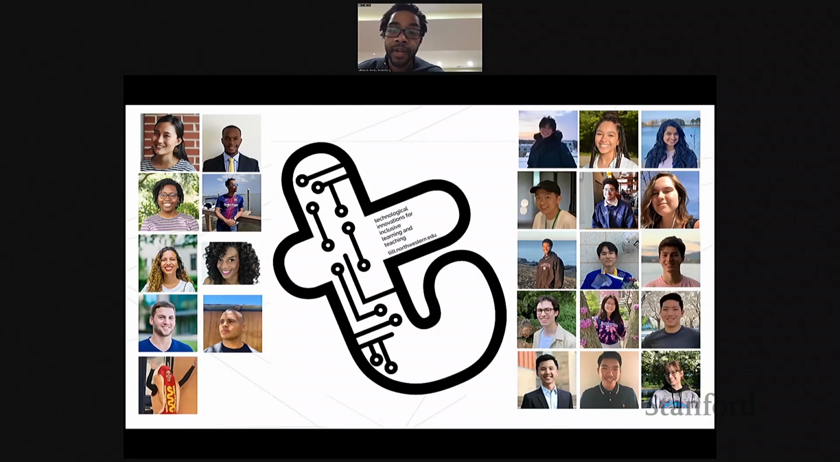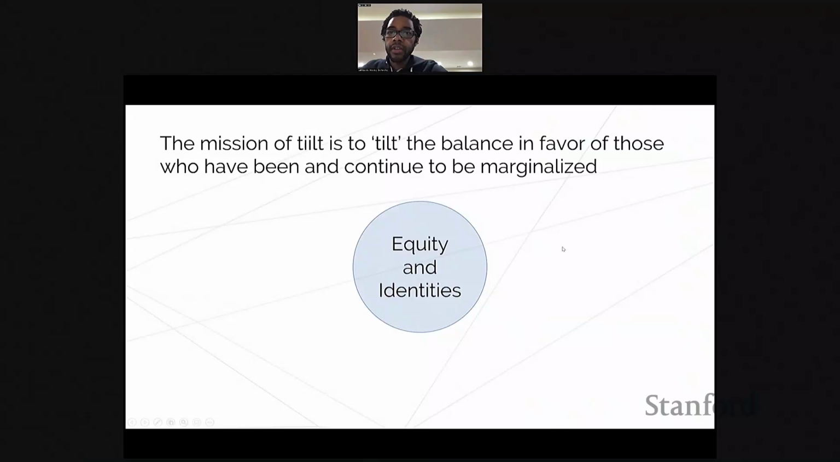I've got a fun group of PhD students. Those are the ones that you're seeing pictured on the left-hand side of the T, and then a group of undergraduate students, and I will say not all of them are even pictured here, but an exciting group of undergraduate students who have really been helping to drive this work forward. So the mission of Tilt is fundamentally to tilt the balance in favor of those who have been and continue to be marginalized. And with that, equity is the central goal. And a part of advancing equity, in my view, is also centering those marginalized identities.